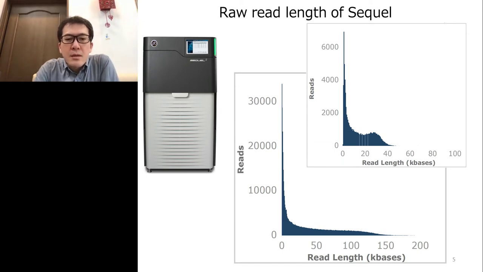When we started the analysis, the length of raw read was about 20 to 30 kilobase pairs long. And that is much shorter than the current state of the art, that exceeds 150 kilobase pairs long.